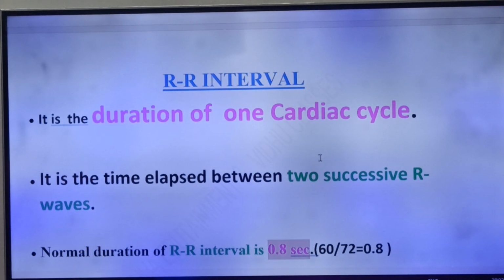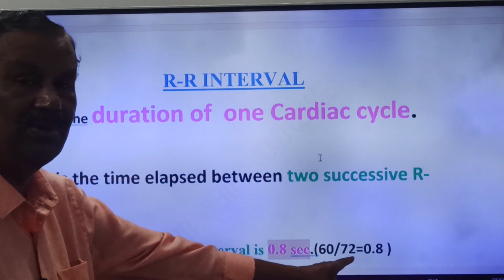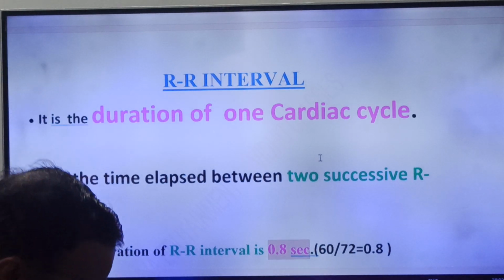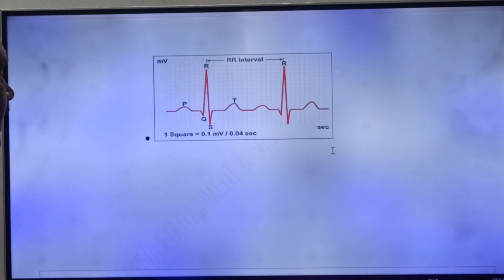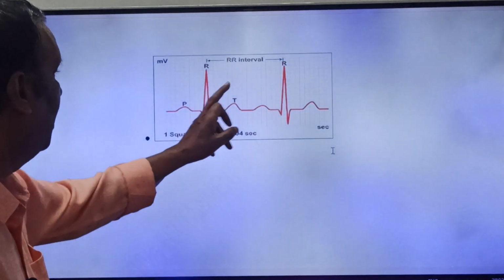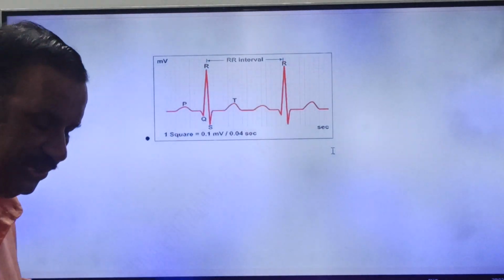What is the normal duration of the RR interval? It is 0.8 seconds, friends. For completion of a cardiac cycle, we require 0.8 seconds. See, 60 divided by 72 heartbeats in 1 minute is 0.8 seconds. This is about the RR interval. Now, once again, you see the waves and intervals: PQRST waves, RR interval. This is the normal ECG.